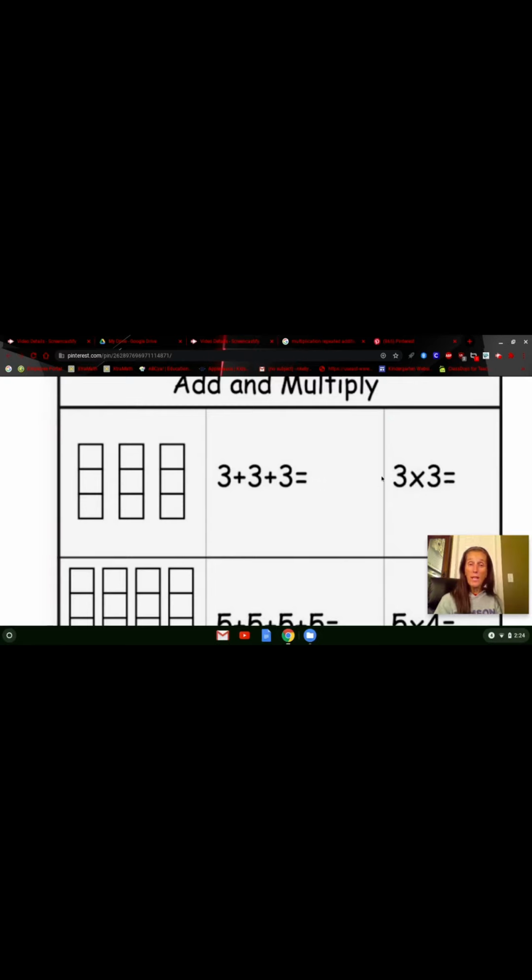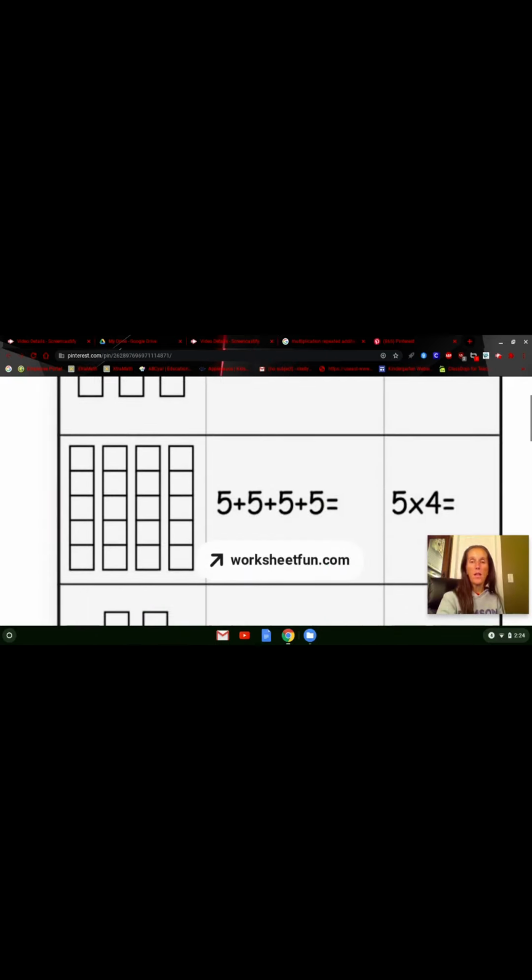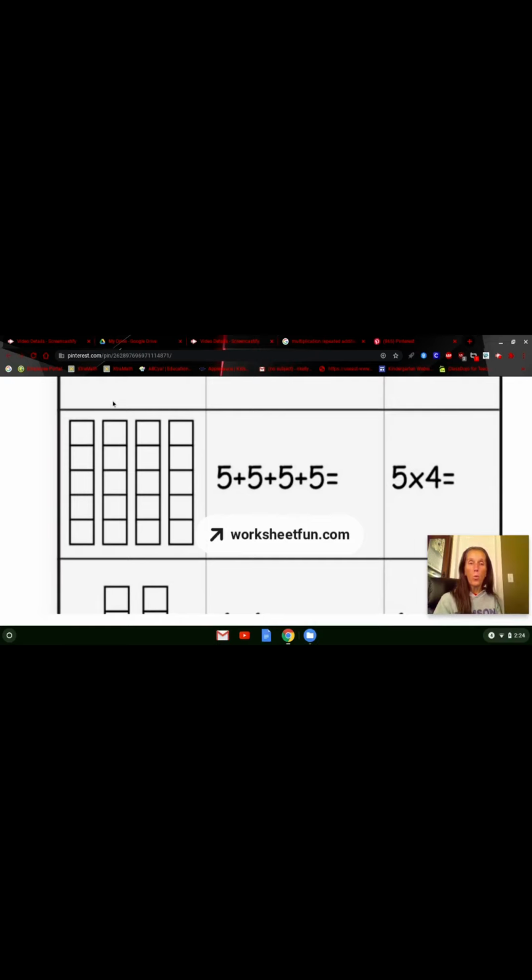But a faster way to say that would be 3 times 3, meaning there are 3 columns and there are 3 things in each column. So 3 times 3 is 9. Let's try another one now. Let's try this one here.